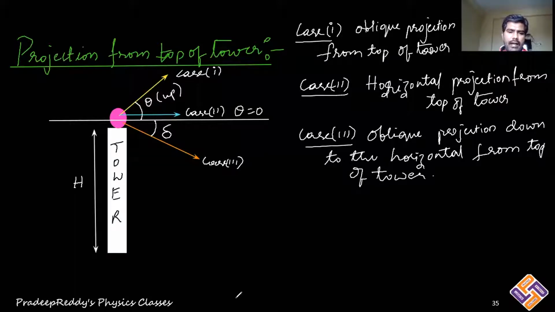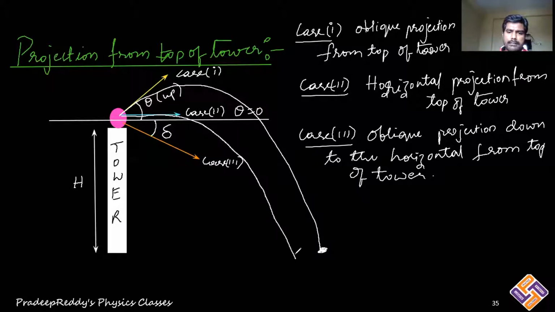In the first case, how does this body fall? The body goes up to some height, and then it takes this path, and finally it reaches the ground. And in the second case, as it is being projected, it falls down like this. And in the third case, this body would fall like this. Okay, this is case 1, this is case 2, and this is case 3.